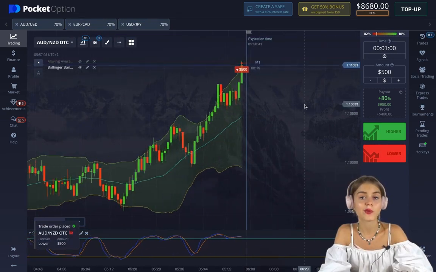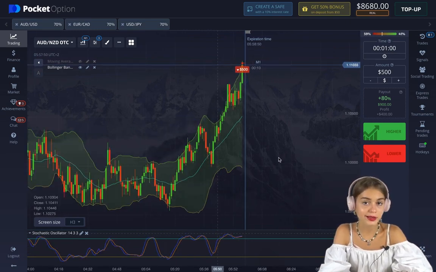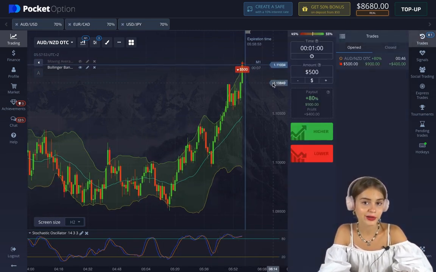Let's risk and open one deal with lower here, as we got out of the upper Bollinger Channel's border again. Stochastic is very much oversold, of course, so it's logical. Let's try to catch a small rollback.